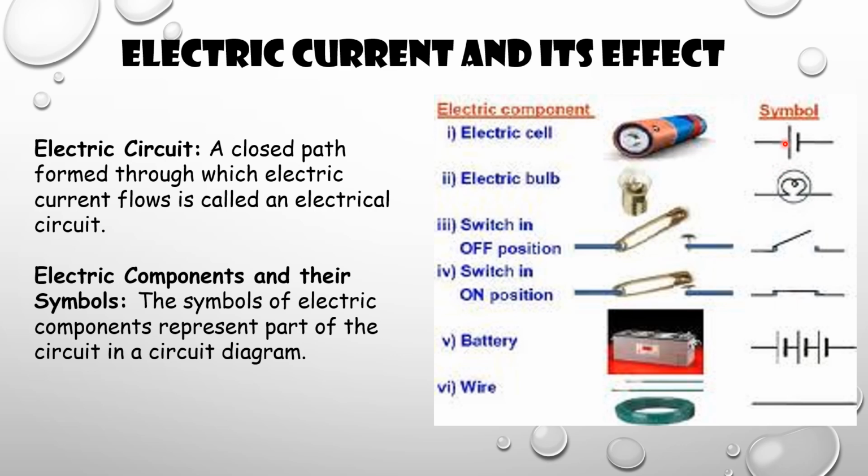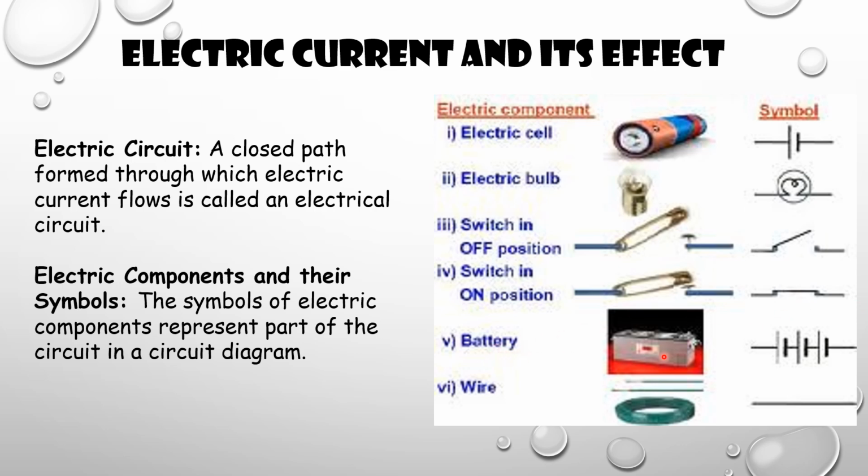One longer line and one shorter line here. This longer line indicates the positive terminal of the cell and the shorter the negative terminal. Next is the electric bulb. See, this is the symbol for the electric bulb. Switch in off position. See here, switch in off position. So this is the symbol for off position. Switch in on position, so that time here it is touched. Okay, so a current can flow through it. So this is the on position.